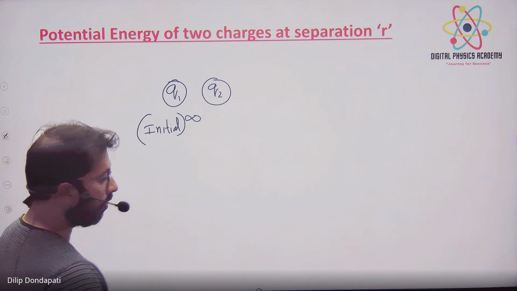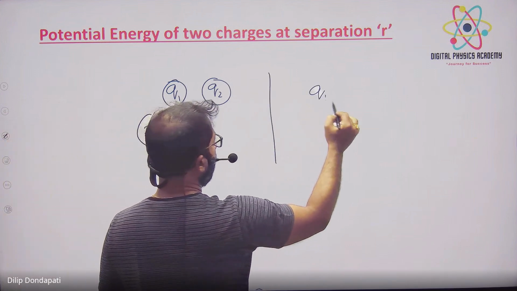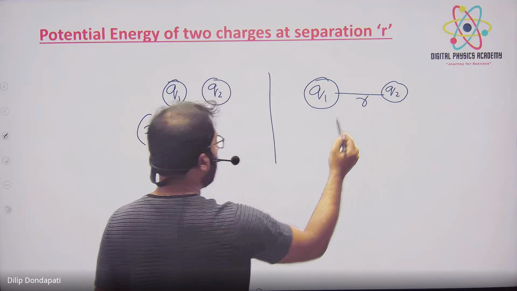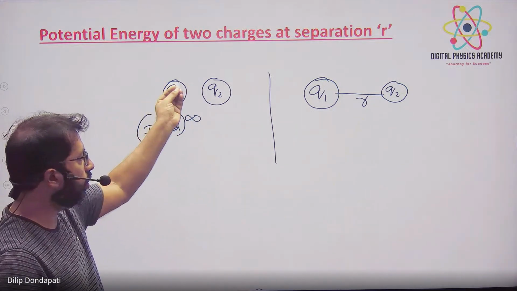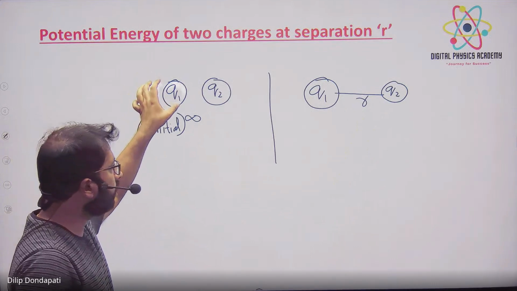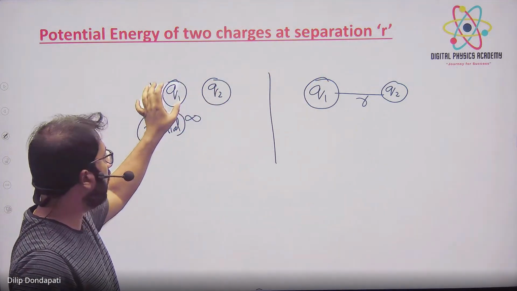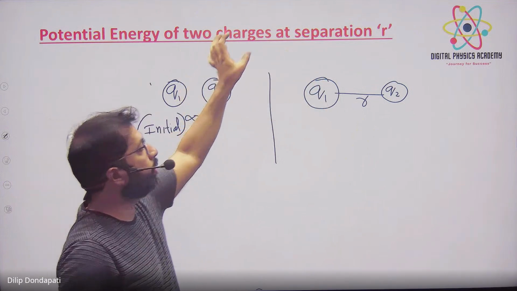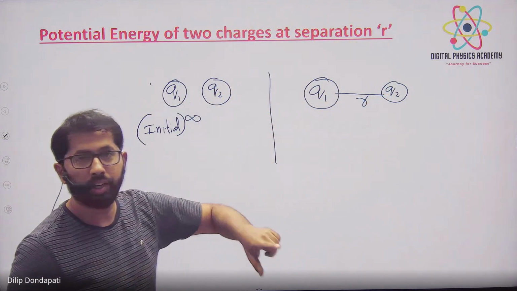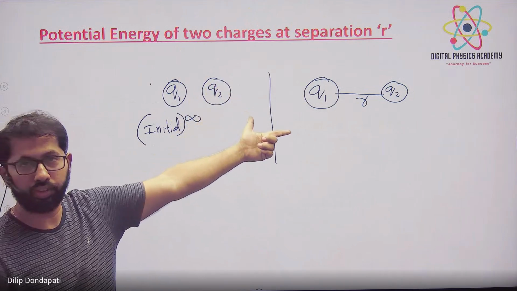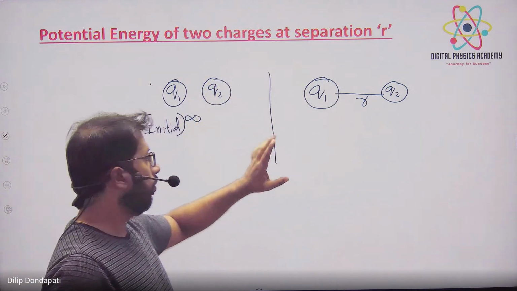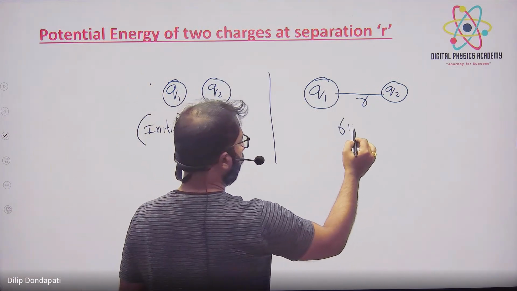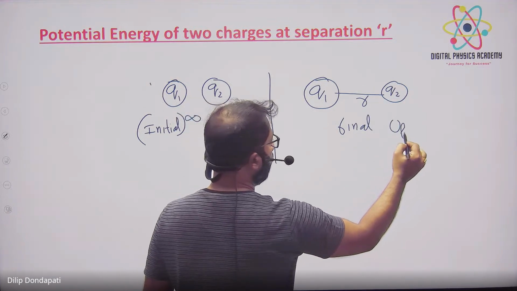Other configuration is Q1, Q2, which I want separated by distance r. What does that mean? I have charges Q1, Q2 at infinity. I will bring one charge to this configuration. First I will bring charge Q1, then at distance r I want to put Q2. If I calculate how much work is done, we will get the potential energy of this configuration. So one configuration we call infinity. The other configuration is the final configuration, U final, which is nothing but what we call U.